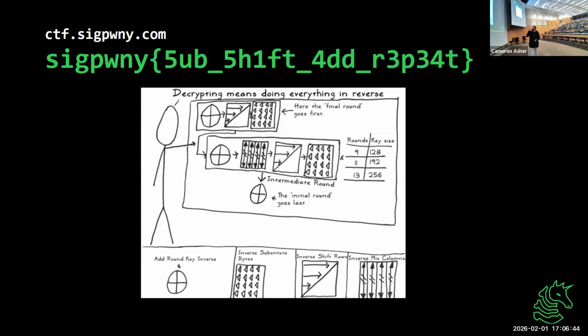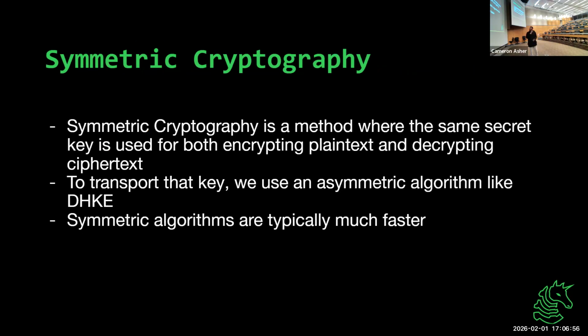This is a picture of how encryption kind of works. Okay, so what is symmetric cryptography? Symmetric cryptography is when we have a key that both sides share, and then we use that to encrypt and decrypt messages. The advantage of this over asymmetric cryptography is that it's much faster.